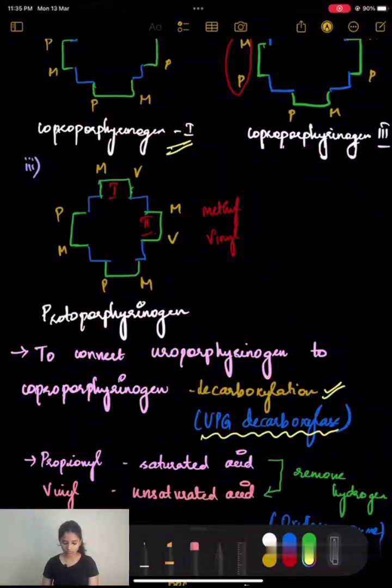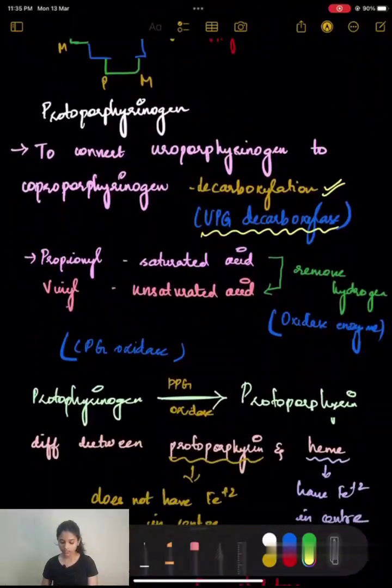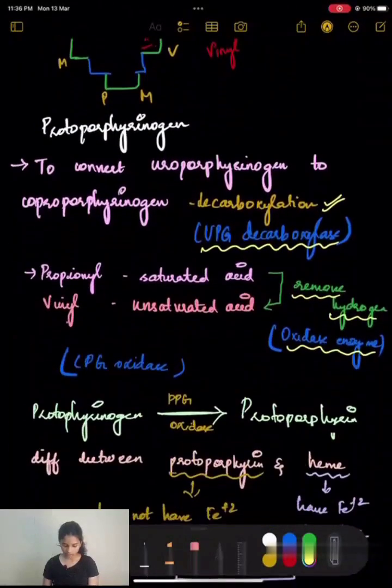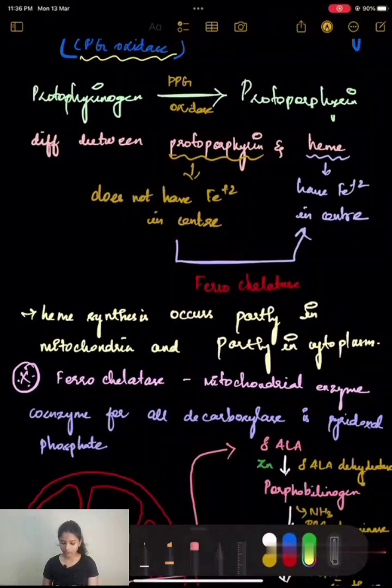At the same time, as I already told you, propionyl is a saturated acid and vinyl is an unsaturated acid. So to convert this propionyl into vinyl, we have to remove a hydrogen, which is done by an oxidase enzyme. So to convert CPG into protoporphyrinogen, we are supposed to use the enzyme called CPG oxidase. Now coming on with the protoporphyrinogen. This protoporphyrinogen is converted into protoporphyrin with the help of the PPG oxidase.